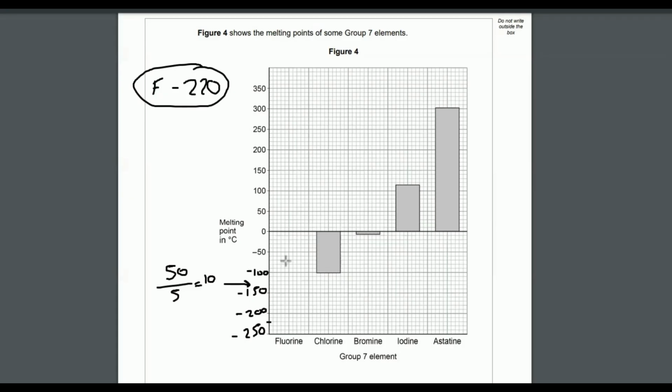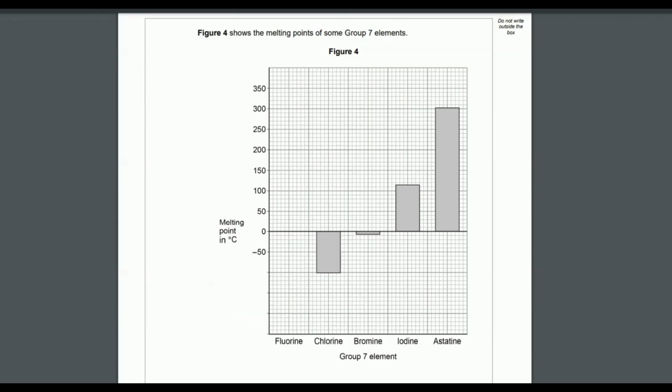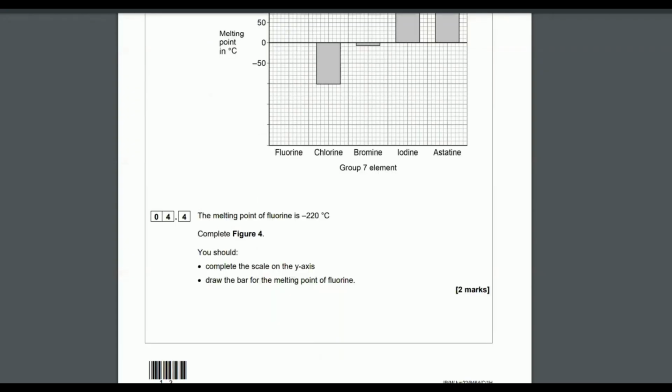And I need to draw my little bar for fluorine. Now they've done it sort of 2 in. So I'm going to go down like that, and then I'm going to go across and then go back up here. And there's my fluorine bar. Roughly, I'm in the right place, and that should get me all the marks. So 1 mark for completing the scale, I guess 1 mark for the bar. So was it 3 marks or was it 2 marks? Anywho, there we go. You should complete the scale on the y-axis, draw the bar. Yeah, we got both of those right.